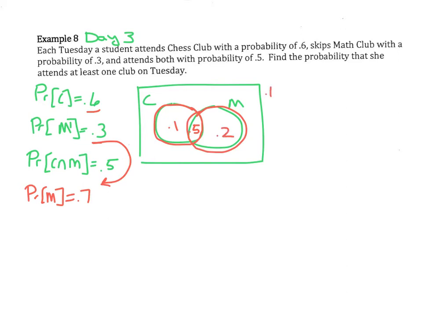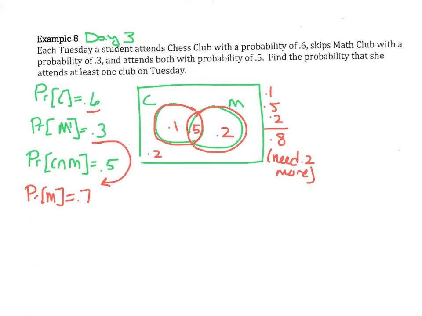And so far I have 0.1, 0.5, 0.2, and to reach 100% I would be missing 0.2. That's going to go in our margin. And that can be, doesn't go to either, does not go to chess, does not go to math.